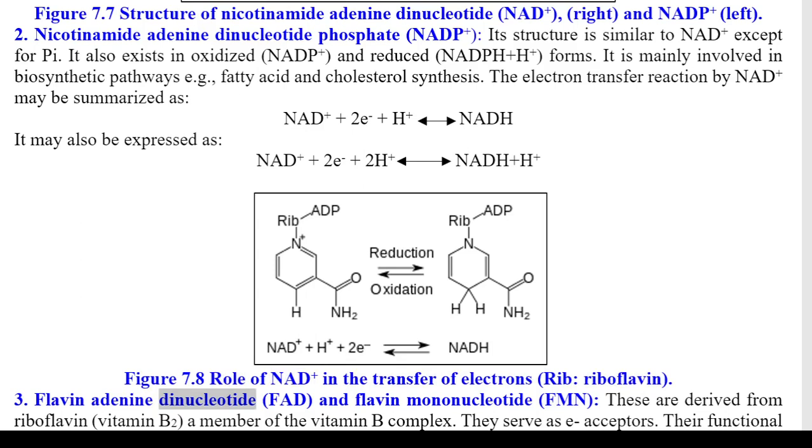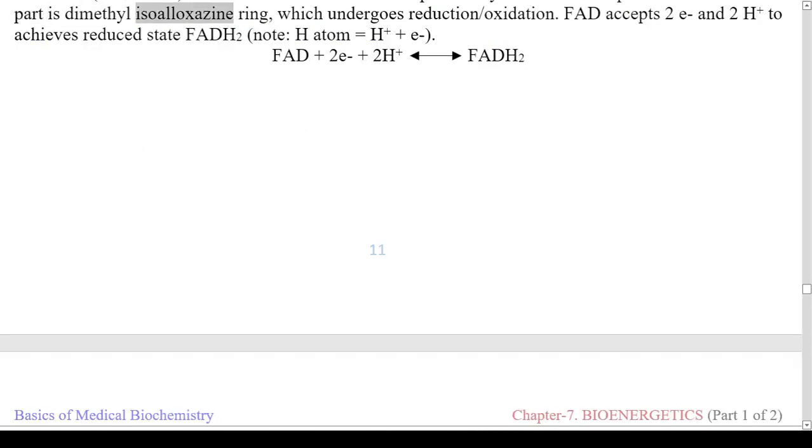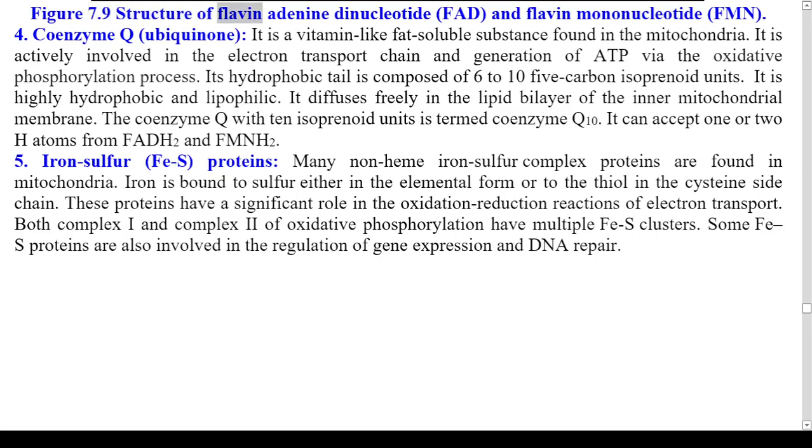Riboflavin: flavin adenine dinucleotide, FAD, and flavin mononucleotide, FMN. These are derived from riboflavin, vitamin B2, a member of the vitamin B complex. They serve as electron acceptors. Their functional part is the dimethyl isoalloxazine ring, which undergoes reduction/oxidation. FAD accepts 2e- and 2H+ to achieve the reduced state FADH2. Note, H atom equals H+ + e-. FAD + 2e- + 2H+ → FADH2. Figure 7.9 Structure of flavin adenine dinucleotide, FAD, and flavin mononucleotide, FMN.